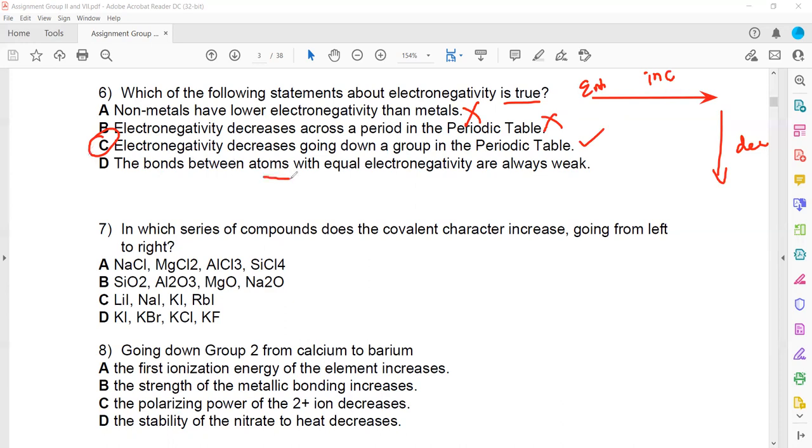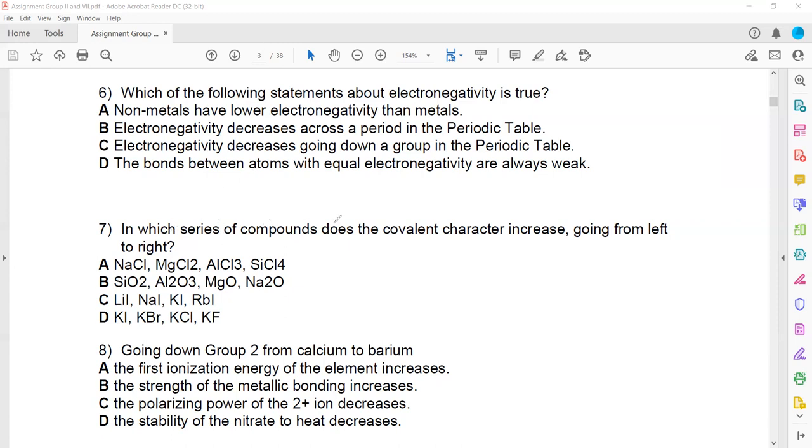And bonds between atoms with equal electronegativity are always weak. That is not the statement, because even bond strength depends on the bond length rather than electronegativity. So C is the right answer. As we go down, the size is increasing, so the tendency of an element to attract the shared pair of electrons is decreasing.